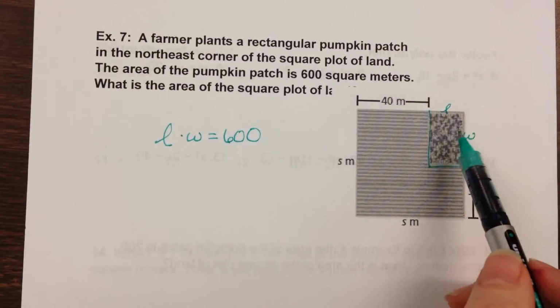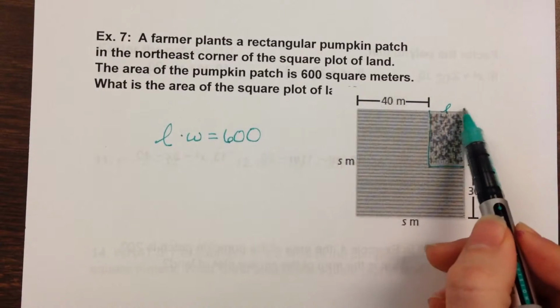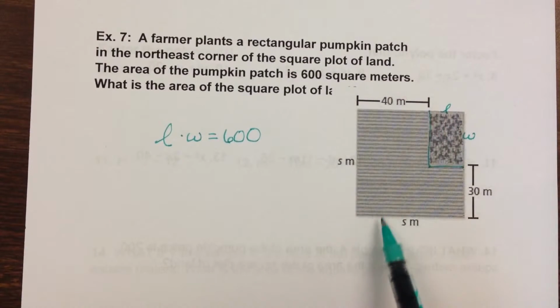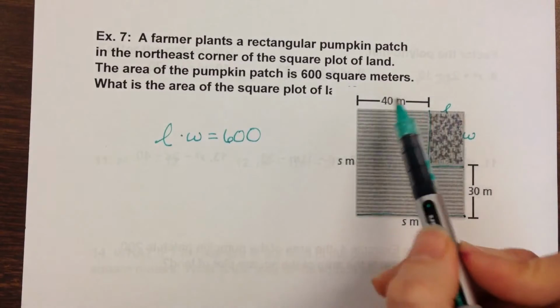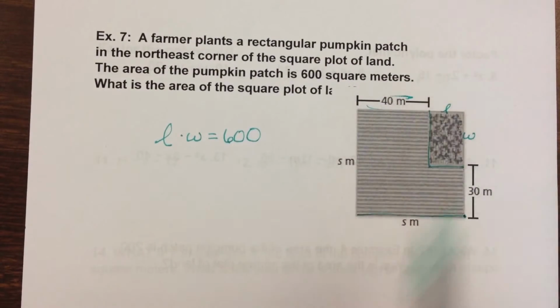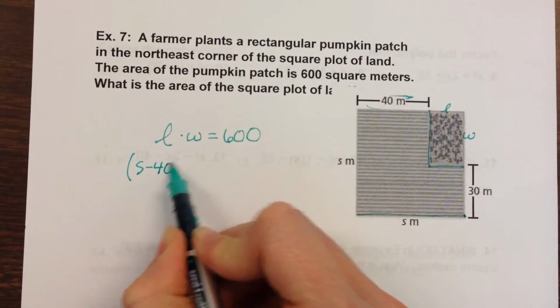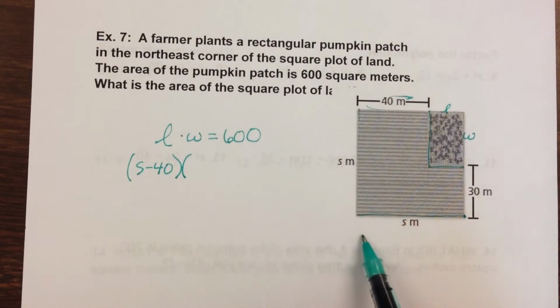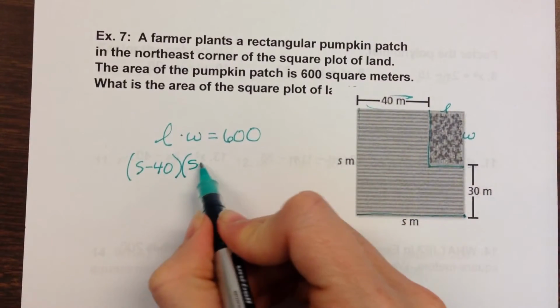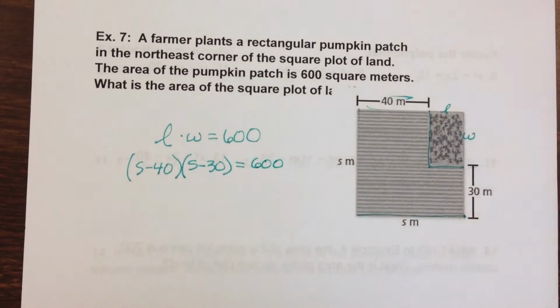So then I can take however big this is. S is the whole thing, but if I took off 40, it would equal the length. So I'm going to say S minus 40 times the width, so it looks like S minus 30, is equal to 600.